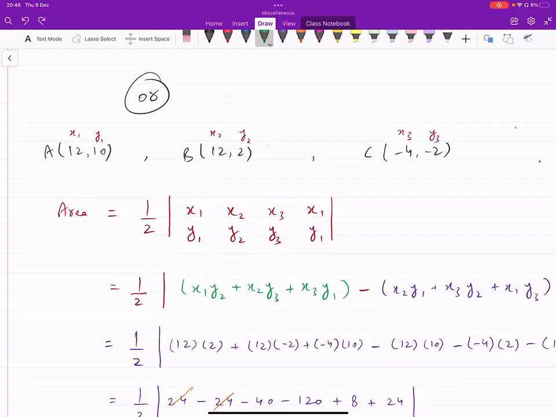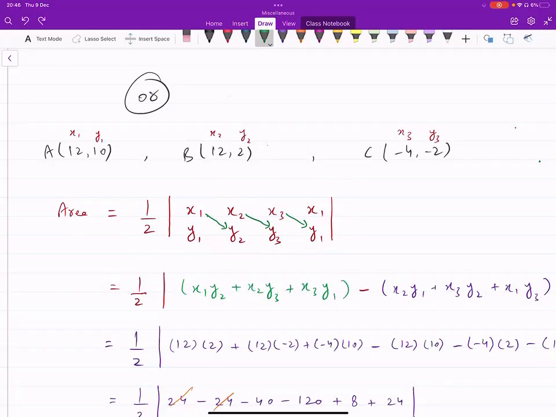And then what you do is you go this way: x1 into y2 plus x2 into y3 plus x3 into y1. That's what you have here. So outside, by the way, we've got this 1/2. The 1/2 is multiplied outside. Inside we have this, and we have this modulus sign, so that whatever is inside becomes positive. Sometimes a negative comes out, and we have to make that positive.